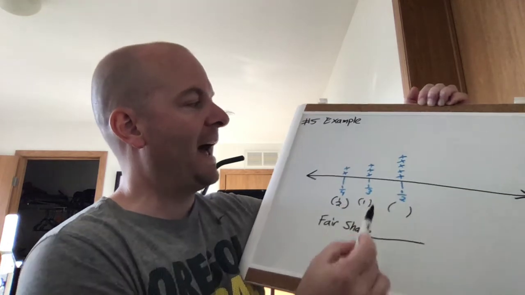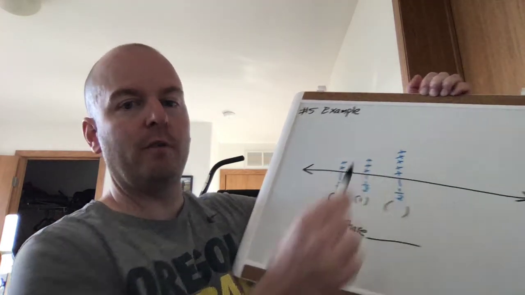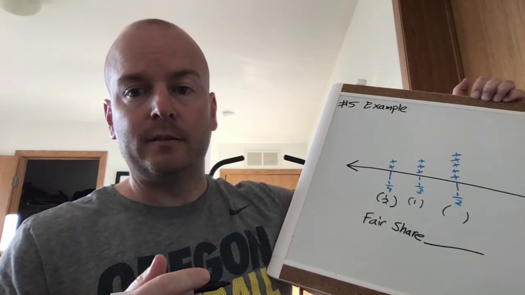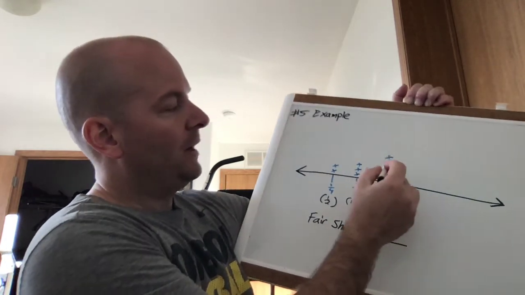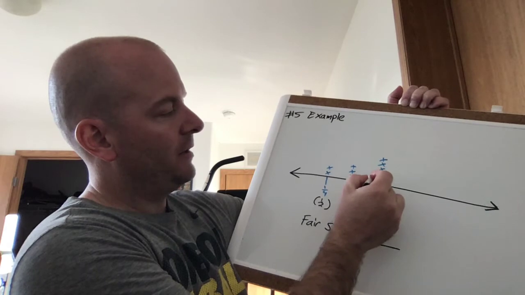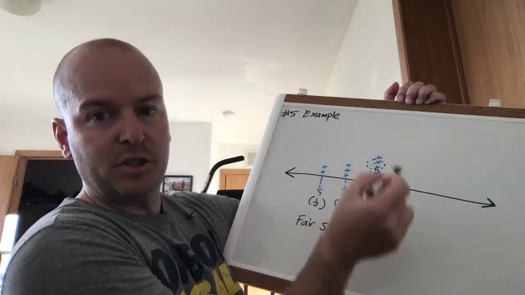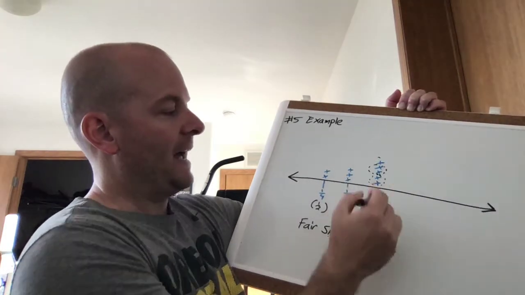Then I need to do my halves. So I have 1, 2, 3, 4, 5. So that gives me 2.5. There's 1. There's 1. There's 2. And there's a half. So I end up with 2.5.